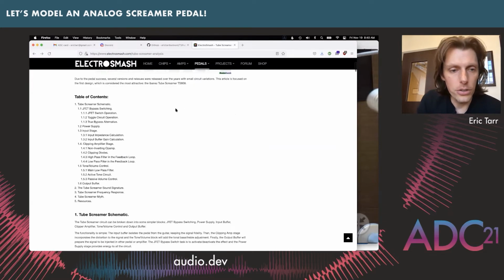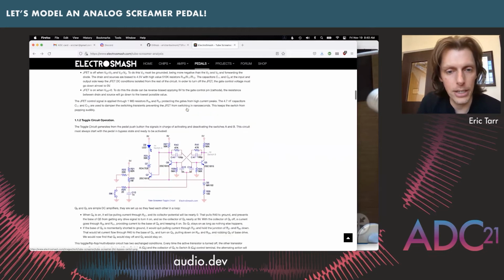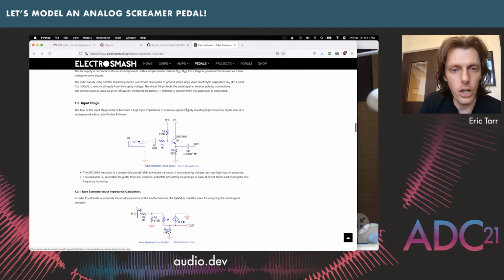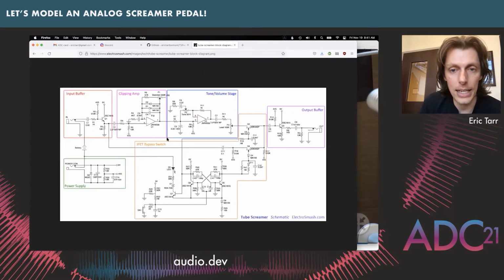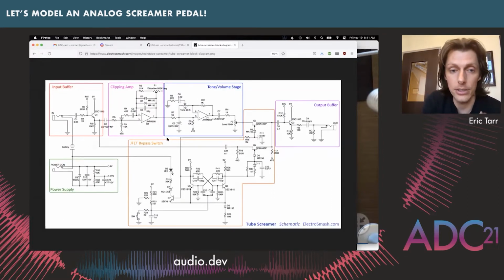Okay, so tube screamer analysis. Let's take a break from circuit analysis for a second and talk about the things that we're going to be trying to model. So the tube screamer is this large circuit that has a lot of stuff going on in it. We are not going to do the entire circuit. We're going to focus on two particular sections.